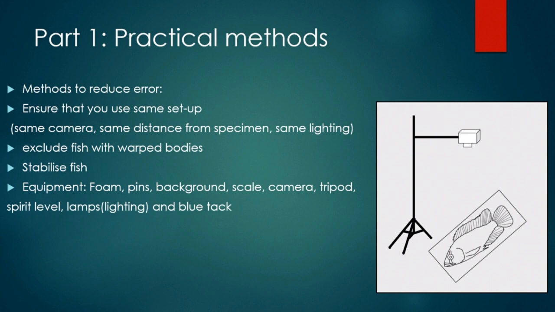And these are all the equipment that we'll be using. We'll have a foam board, pins, a coloured background, a scale, which will be really important when we're landmarking later, a camera, tripod, spirit level to ensure that you've levelled the fish well, lighting, so like from the lamps, so we can avoid shadows, and then the blue tack for stabilising.